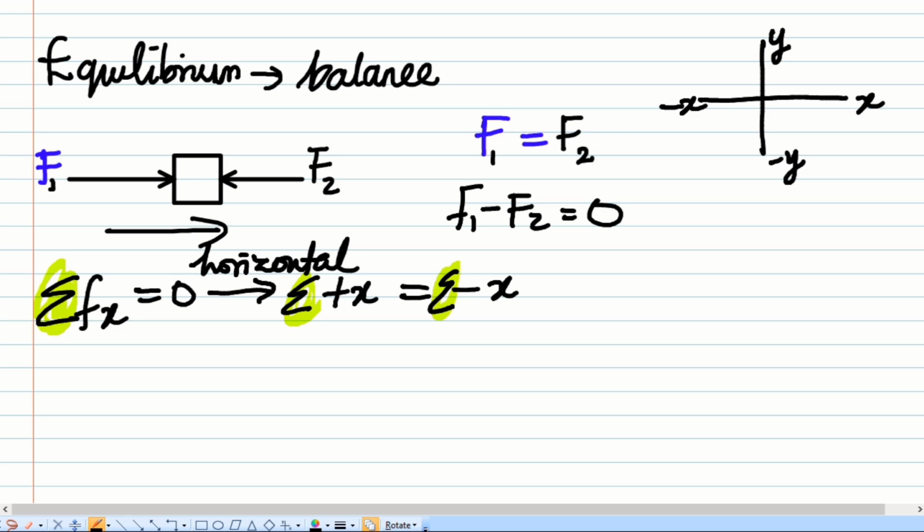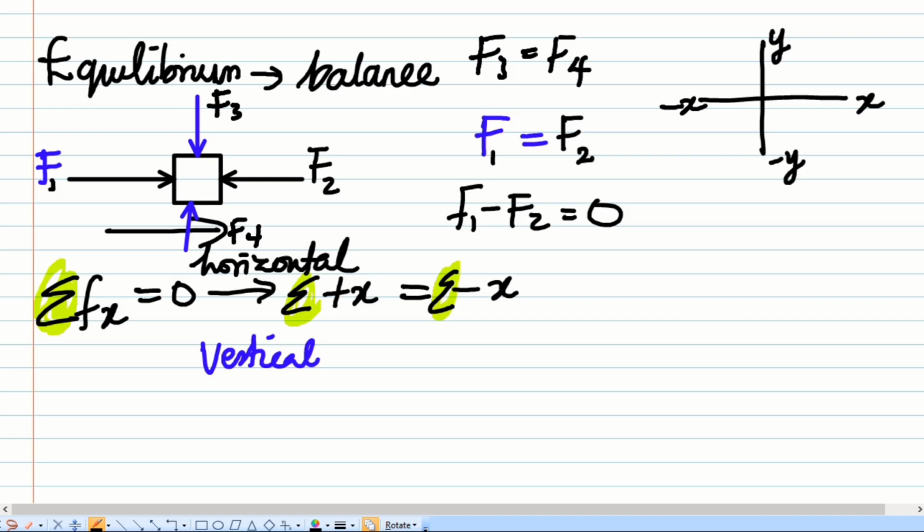So the next one is for vertical. Imagine this same box. Imagine that I have forces acting in the vertical direction. I have a force acting downwards, and another one acting upwards. And if they are equal, let me call this F3 and F4. So if F3 is equal to F4, notice that they are going to cancel out. Therefore, the body will still not move because the forces acting on it are cancelling out.